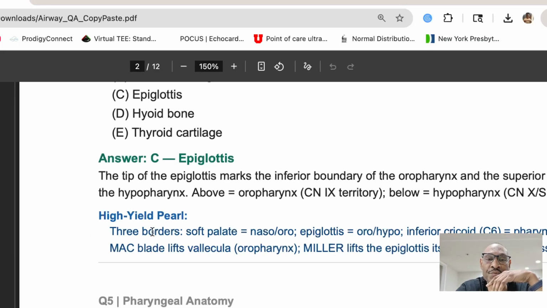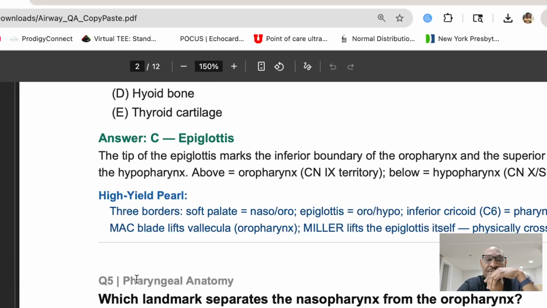So here's some high yield. The three borders: the soft palate separates the nasopharynx and the oropharynx. The epiglottis. So we move from superior to inferior, or cephalad to caudal. We're going to say the soft palate, nasal, oral, epiglottis, oral, hypo, inferior cricoid, which is C6, separates the pharynx and the esophagus.